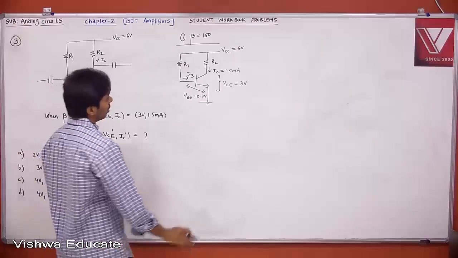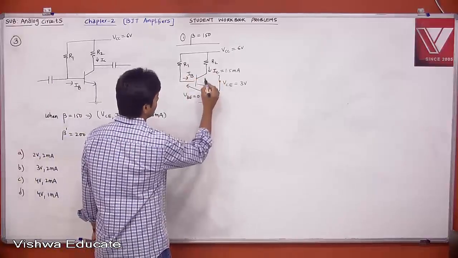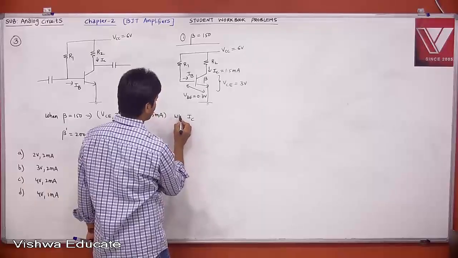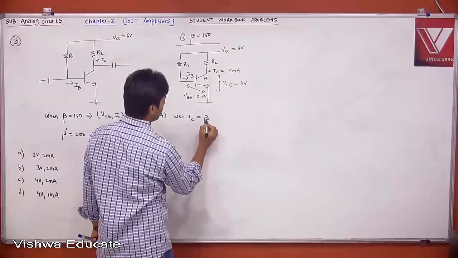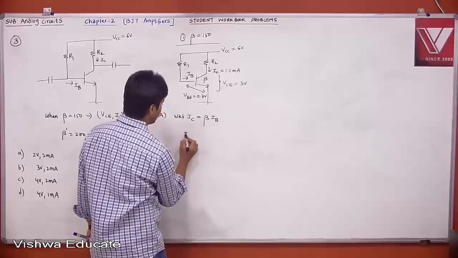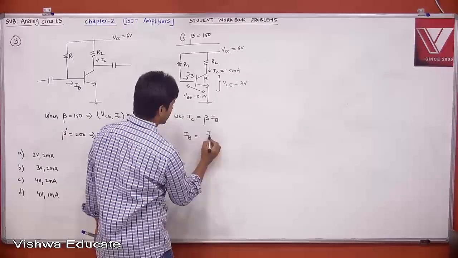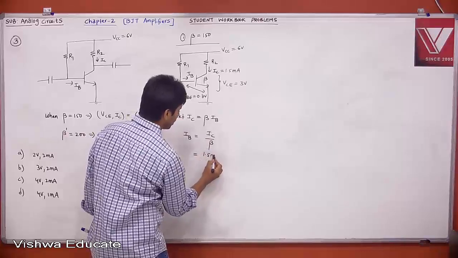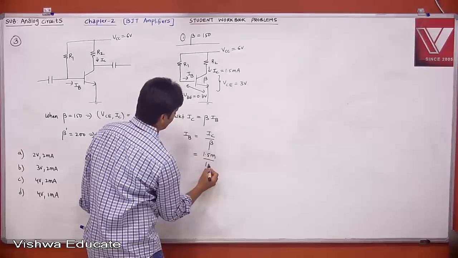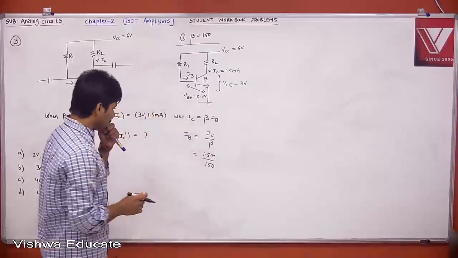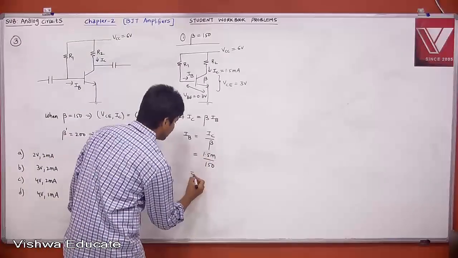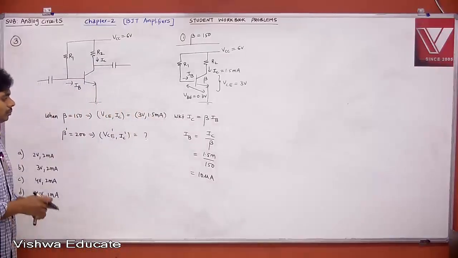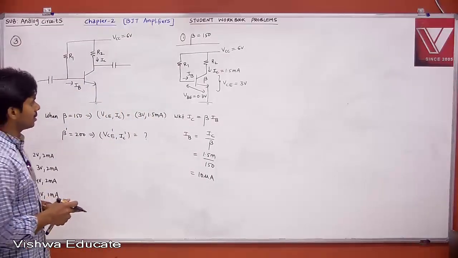Right? Therefore, now tell me, what is your IB? It is having beta, which is 150. Therefore, we know that IC is equal to beta into IB. Then IB is equal to IC by beta. What is IC? 1.5 milliampere divided by beta, 150, which is nothing but 10 microampere. Okay, this is fine.